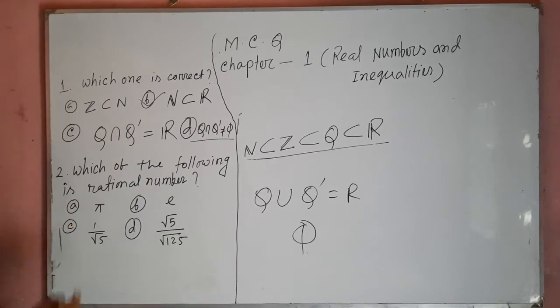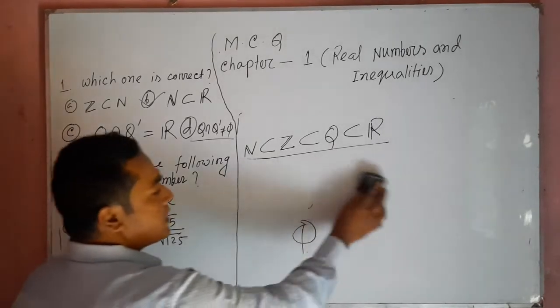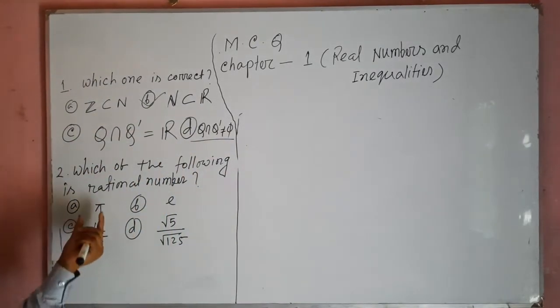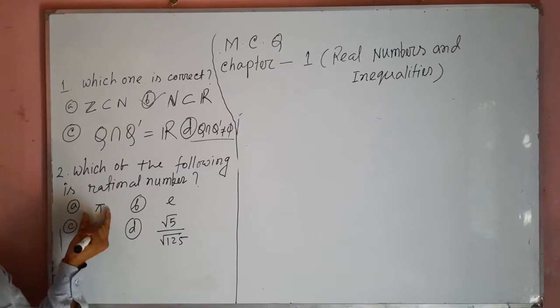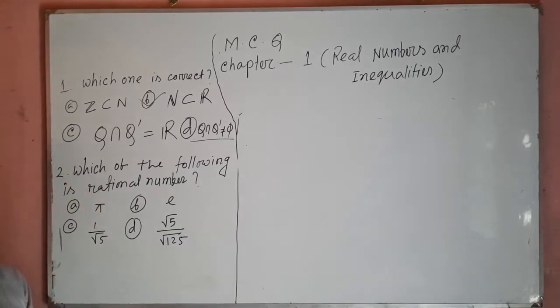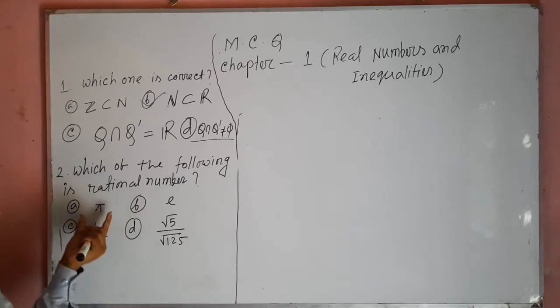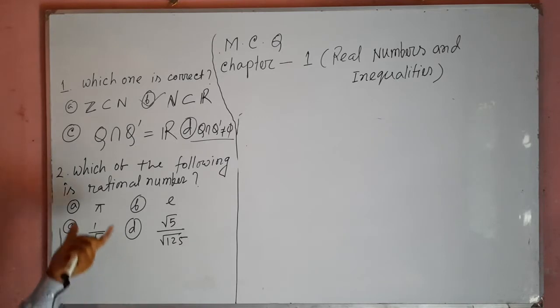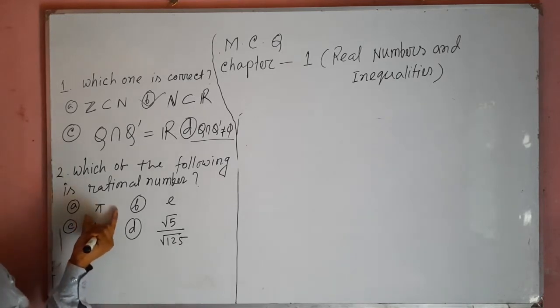Another question: which of the following is a rational number? Okay, the rational number is expressed by P divided by Q. At first, the answer option is pi. The value of pi is 3.1416 and goes to infinity. So it is not possible to express it as P divided by Q. Okay, this is an infinite decimal number.